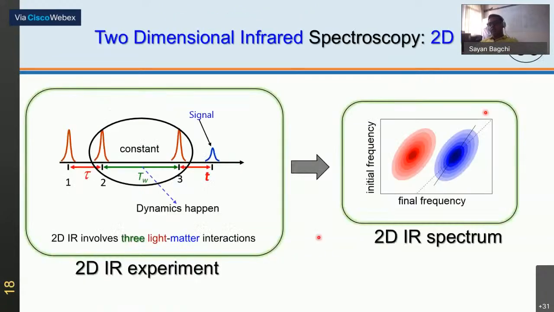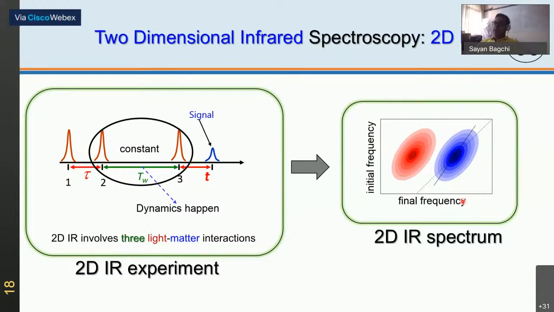So you see, as I mentioned, this is the 2D IR experiment and this is the 2D IR spectrum. We have the initial frequency on the y-axis and the final frequency on the x-axis. It's up to us which axis I want to plot. There will be people who plot initial frequency on the x-axis and final frequency on the y-axis. It's just a matter of choice.